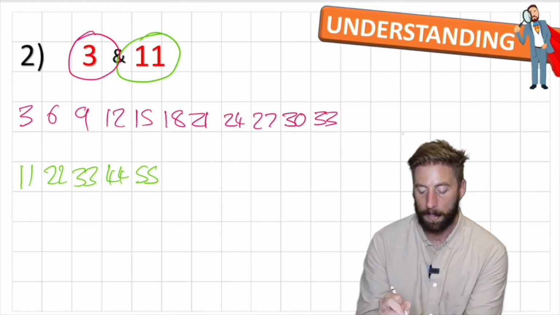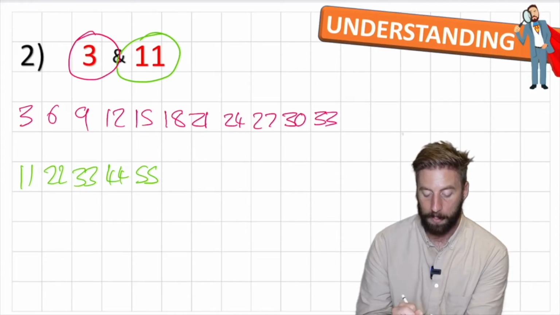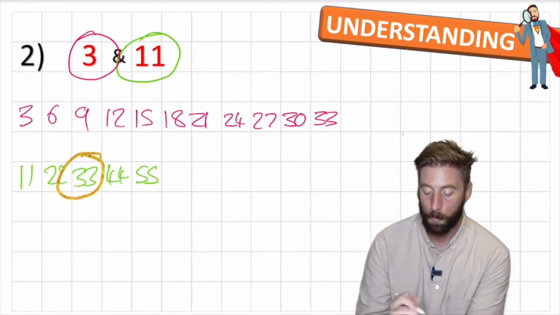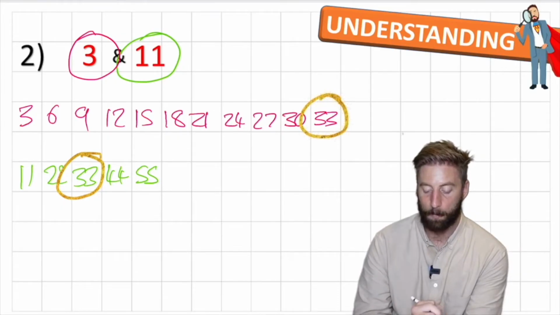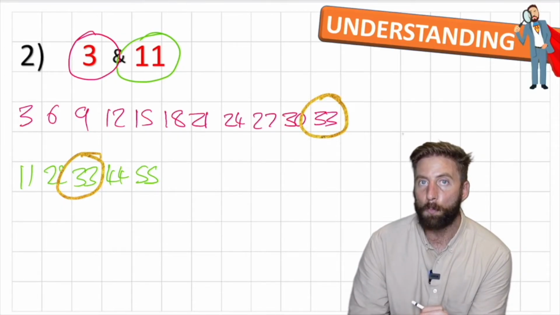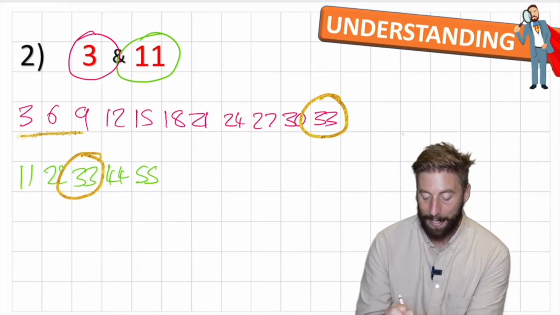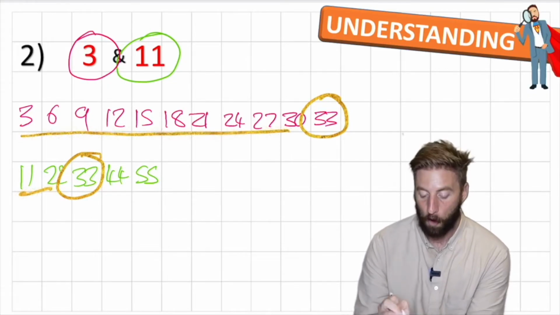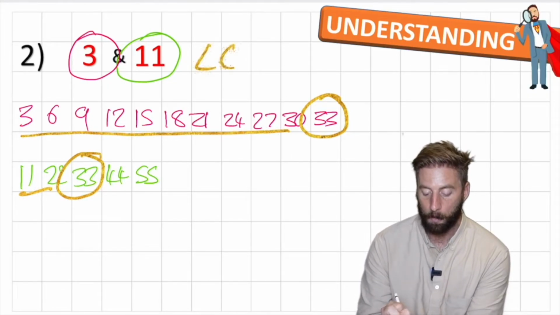Okay, what have I found? I think I found a common multiple. I found 33 in both the 11 times table and in the 3 times table. Now I can see that there's no multiple that's less than that in any of these digits, so therefore the lowest common multiple equals 33.